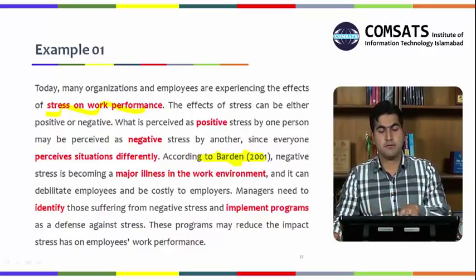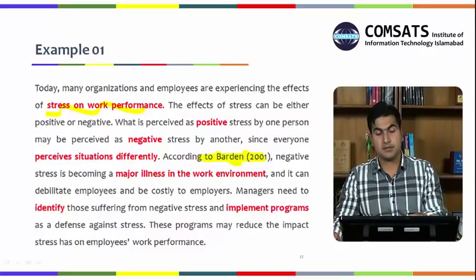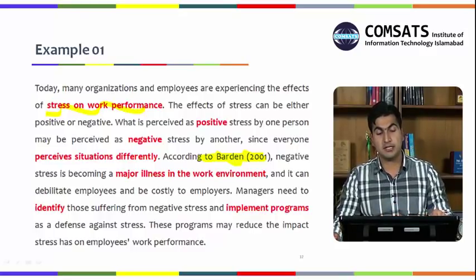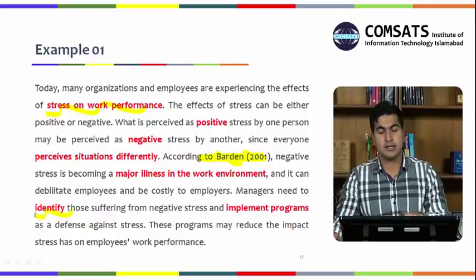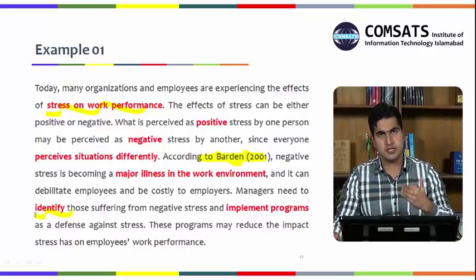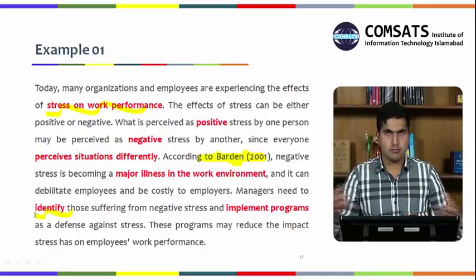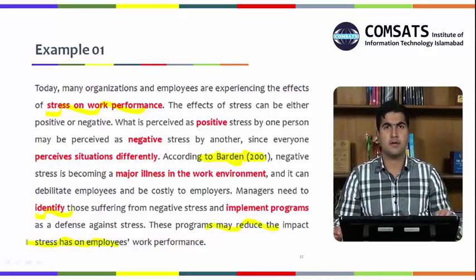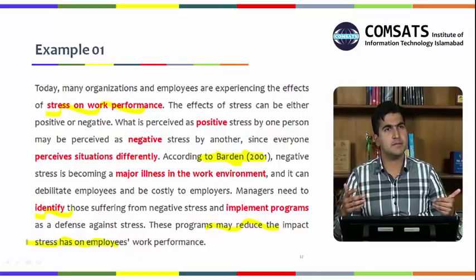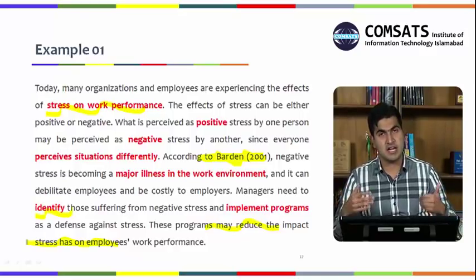I'll mention it, but if you look into the example, negative stress is becoming a major illness in the work environment, and it can debilitate employees and can be costly to employers. Managers need to identify those suffering and implement programs which could deal with them. So that's how you are stating everything, setting up the background, stating everything in detail so that the readers may know what's coming ahead. So we'll talk about the objectives, then what was the basic focus. So these programs may reduce stress. This is the likely outcome or the anticipated answer, the way you give a hint of it.